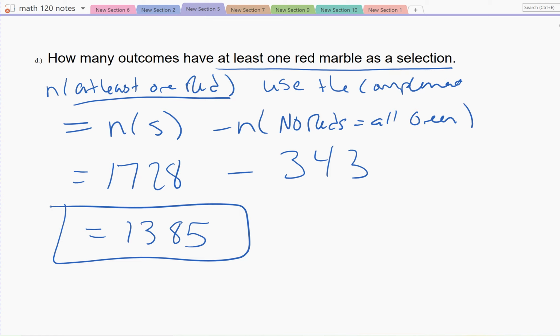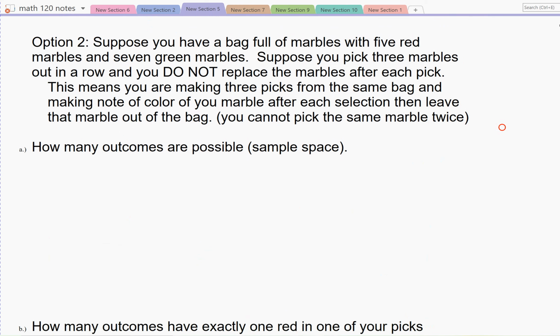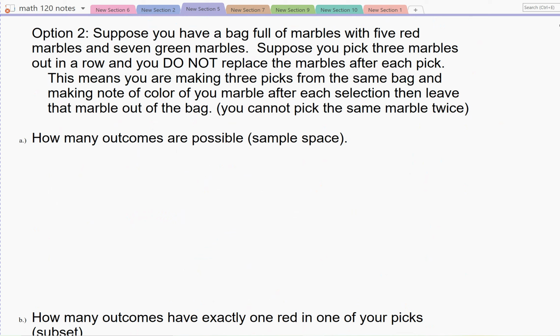Alright, so that was an example of pulling 1 marble out of a bag at a time where I'm allowed repeats. Well, I'm going to do the exact same example, but this time I'm not going to allow myself to repeat, meaning I'm not going to allow myself to pick the same marble more than once, and see how the problem changes. Alright, so second, same example, but there's a subtle change to it, but it's important.